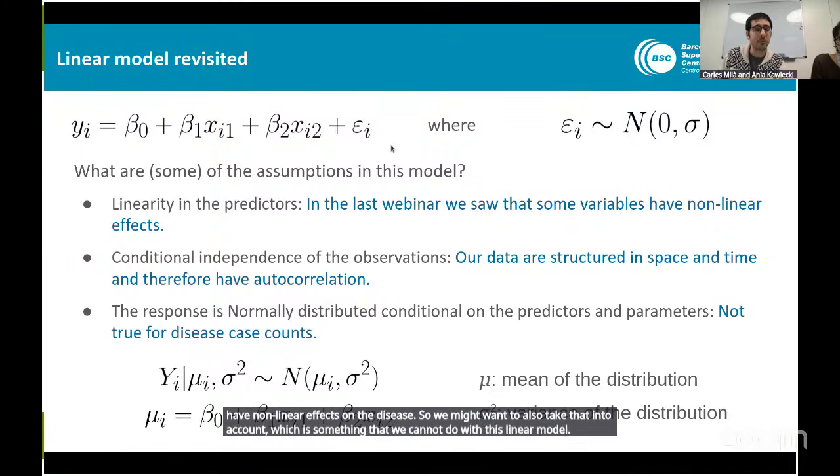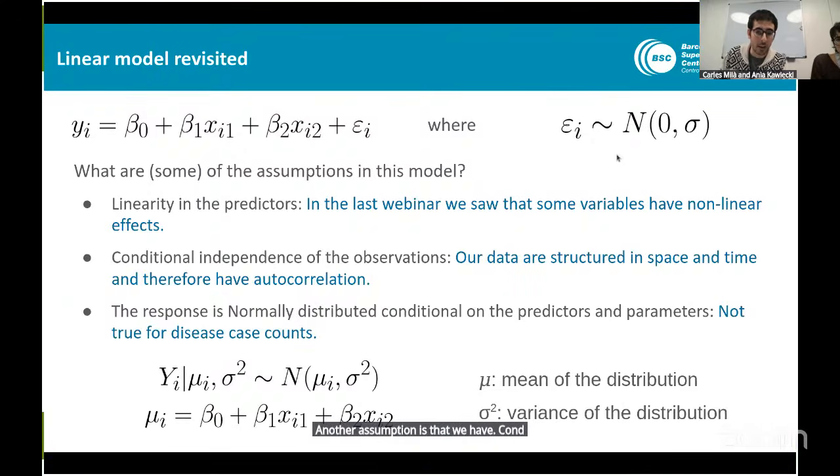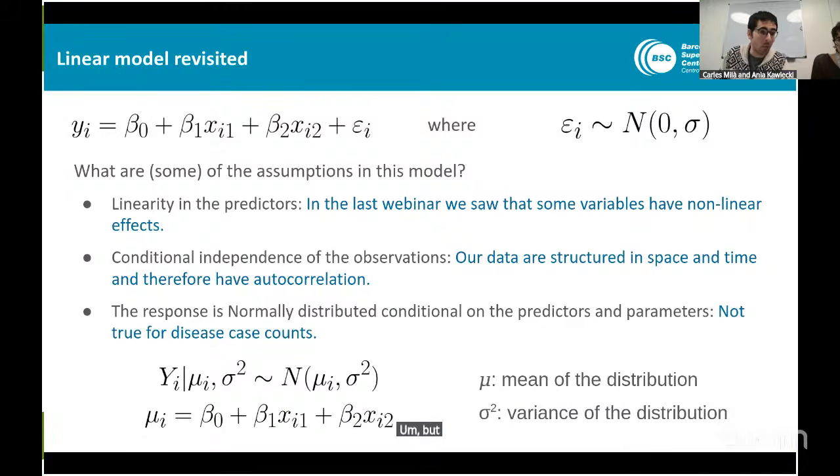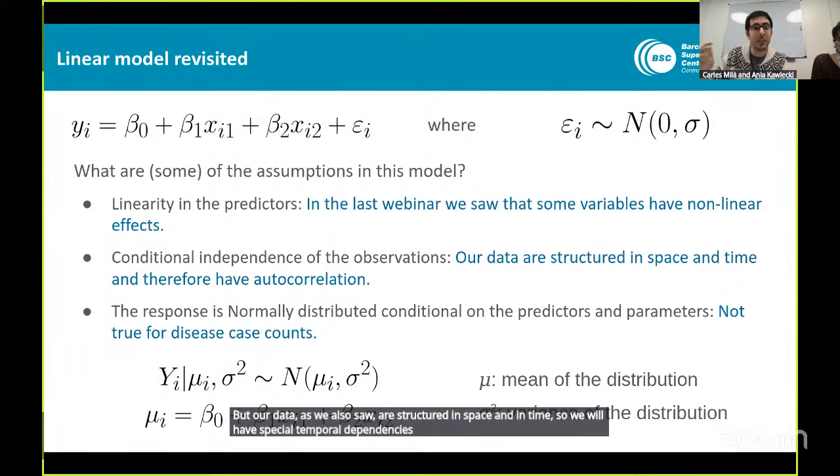Another assumption is that we have conditional independence of the observations. But our data, as we also saw, are structured in space and in time. So we will have spatiotemporal dependencies in our data that this model is not currently capturing.